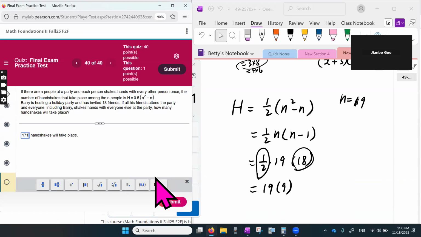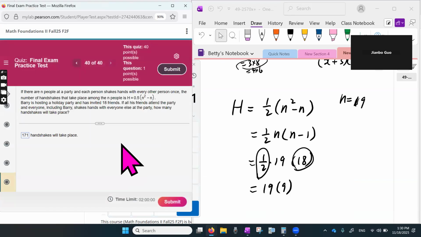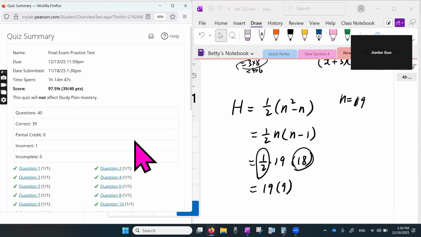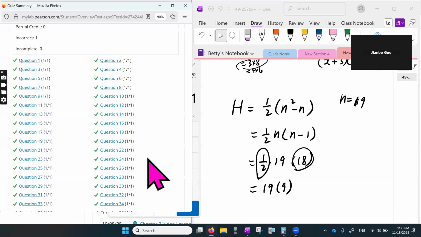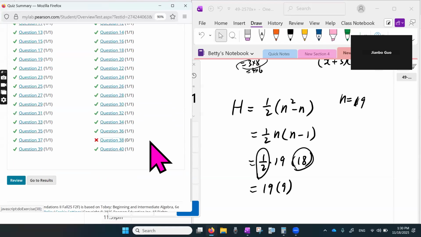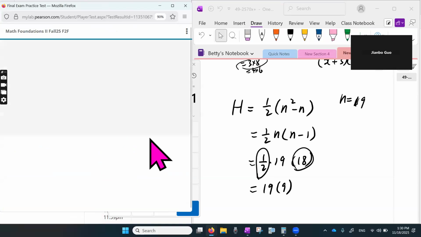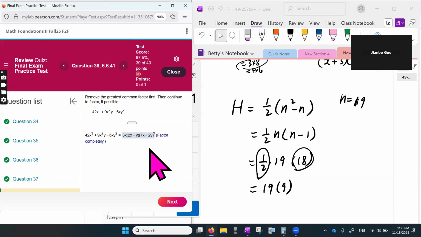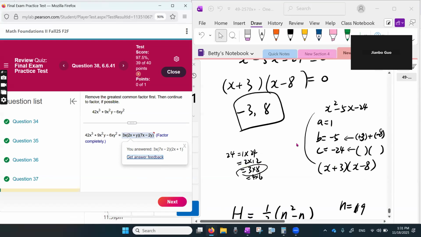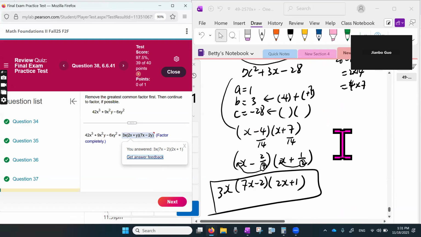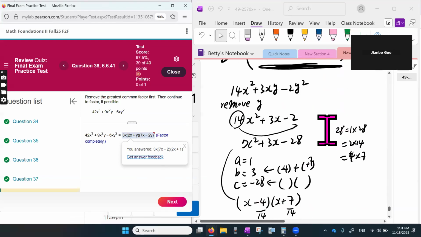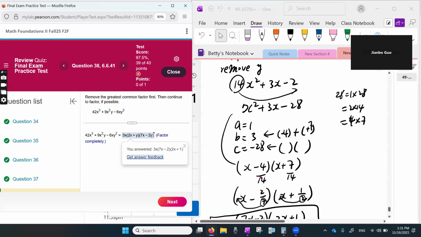All right. We made a mistake. Let's see. Question number 38. 3x... Oh, my bad. I forgot to bring the y back. It's a long process. We remove the y, but we need to remember to bring the y back, right? Yeah. So we need to bring y back.